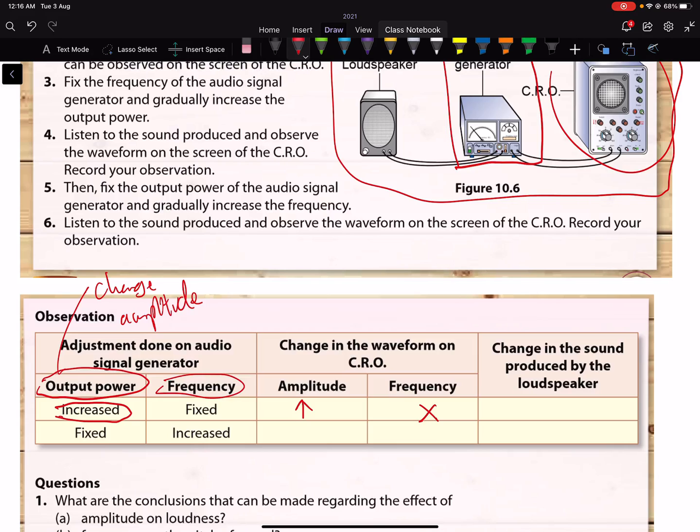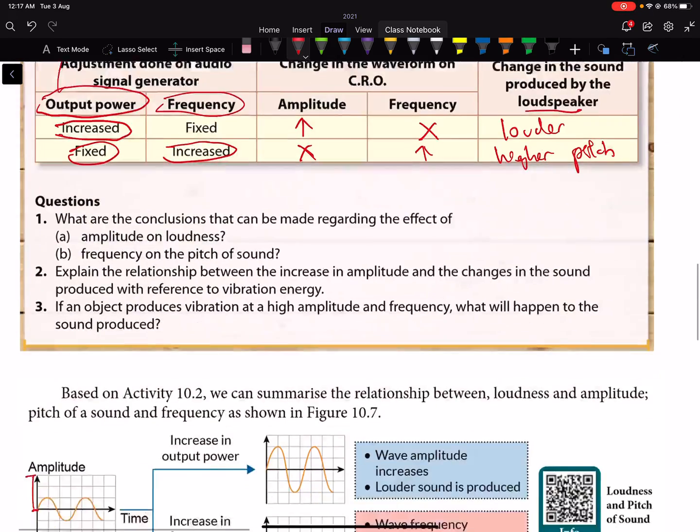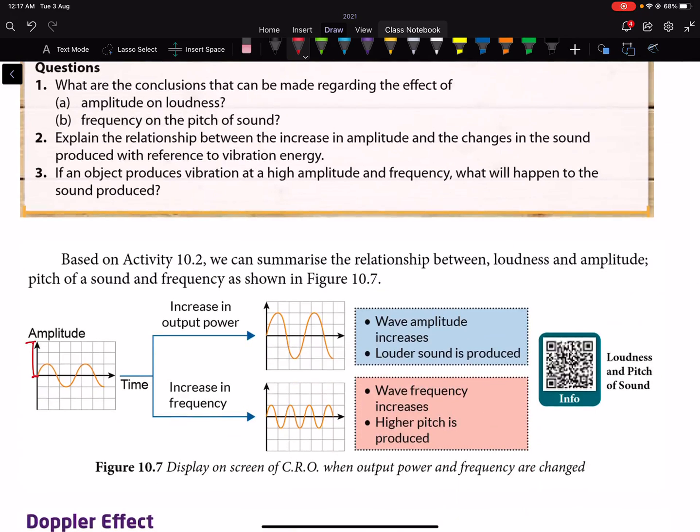Right? When you fix the output power and increase the frequency, what will happen? The frequency will basically increase, and the amplitude will also be fixed. Okay? So we can see change in sound by loudspeaker. What happened? This one will be louder, this one will be higher pitch, right?